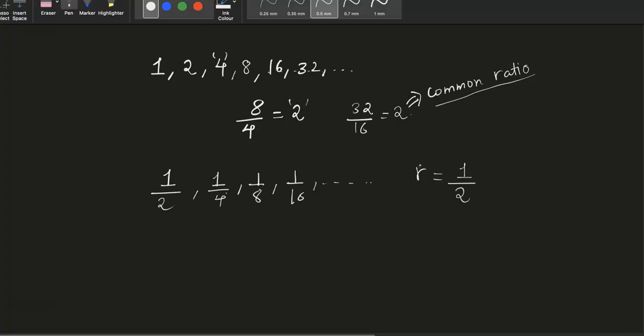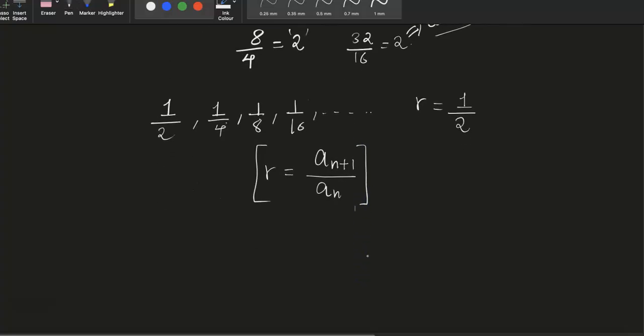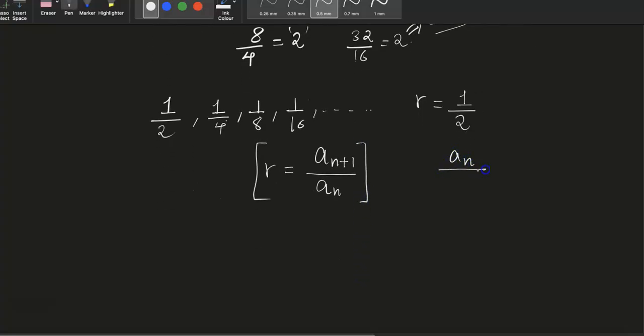What is the formula for finding out the common ratio? You simply take the n plus 1th term and divide it by the nth term. This is going to be the formula for the common ratio, right? If you want to take the nth term first, then you can take the nth term in the numerator and the n minus 1th term in the denominator. This is also a valid formula. Anything in which the previous term is in the denominator and the next term is in the numerator is a valid formula, right? So in this case, if you want to find out the common ratio, you do 1 by 4 divided by 1 by 2, which will come out to be 1 by 2, right?